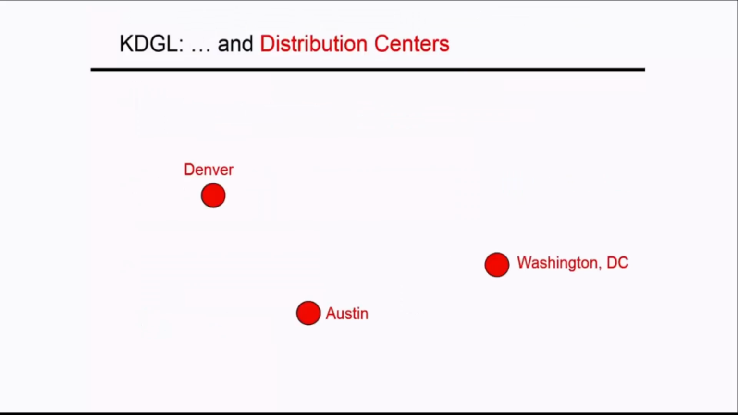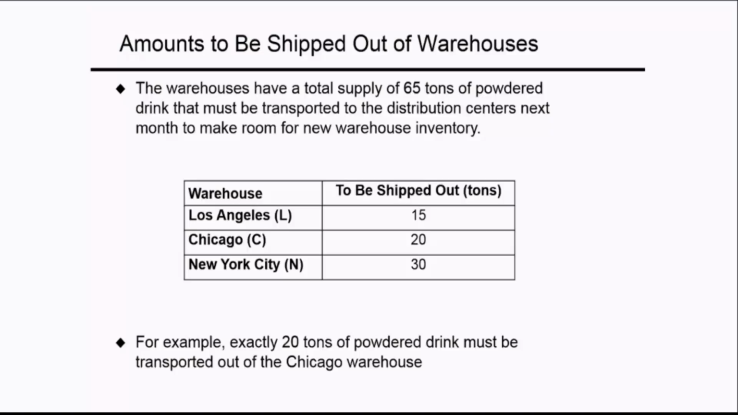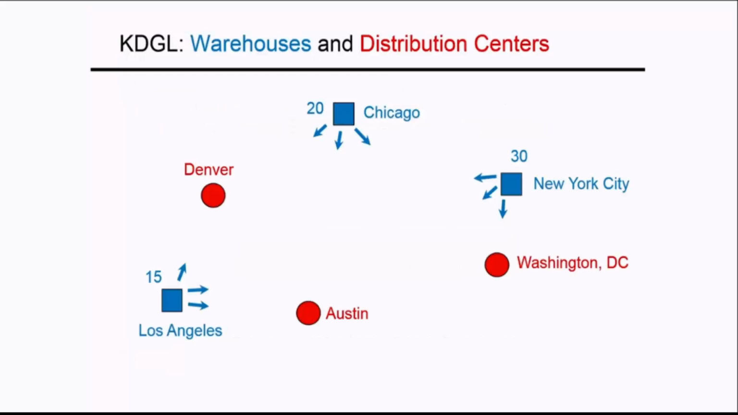Okay, from each warehouse, Keystone must transfer out a certain amount of powdered drink. For example, out of the Chicago warehouse, it must move exactly 20 tons. So here's an illustration of what must be shipped out: 15 tons out of Los Angeles, 20 tons out of Chicago, and 30 tons out of New York City.